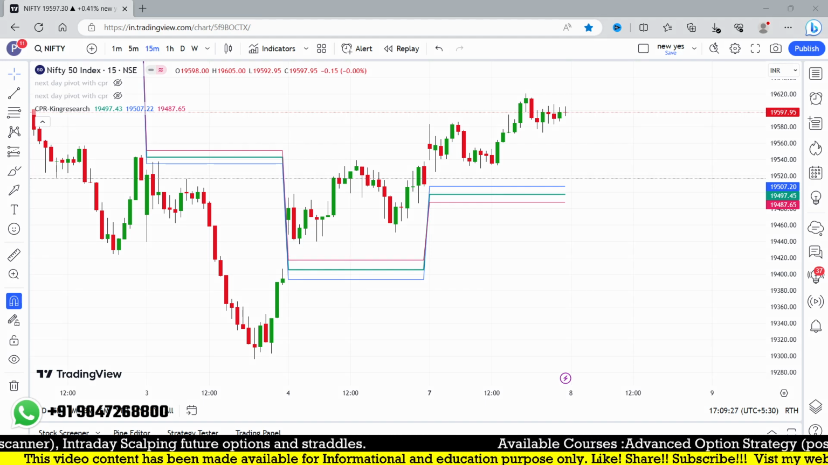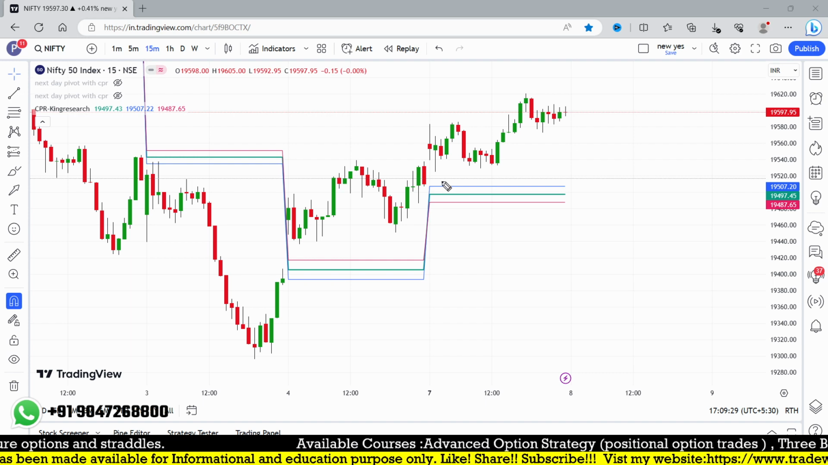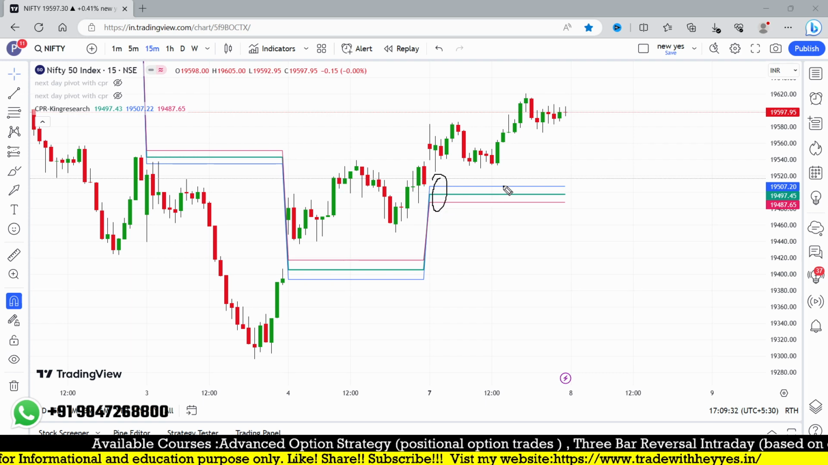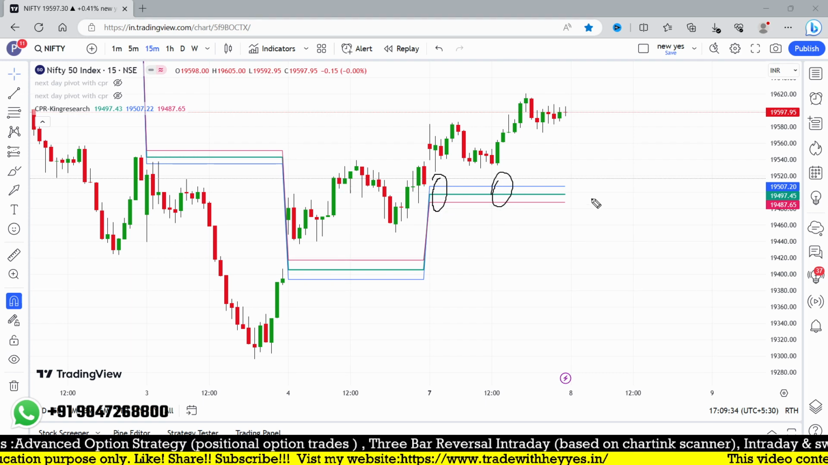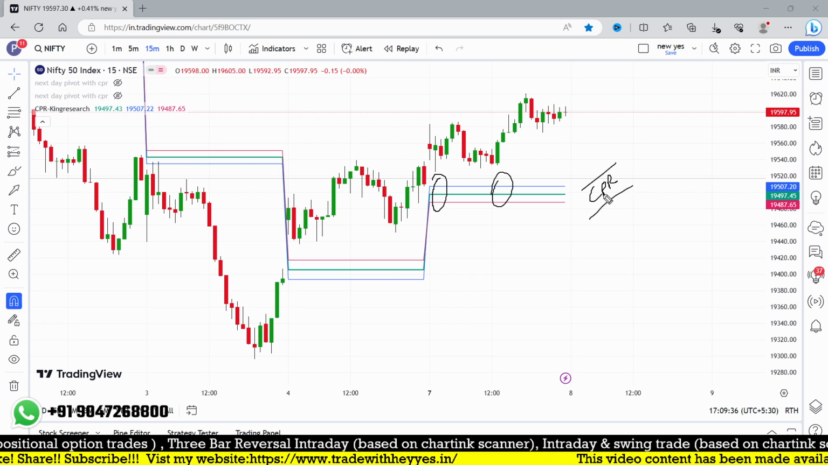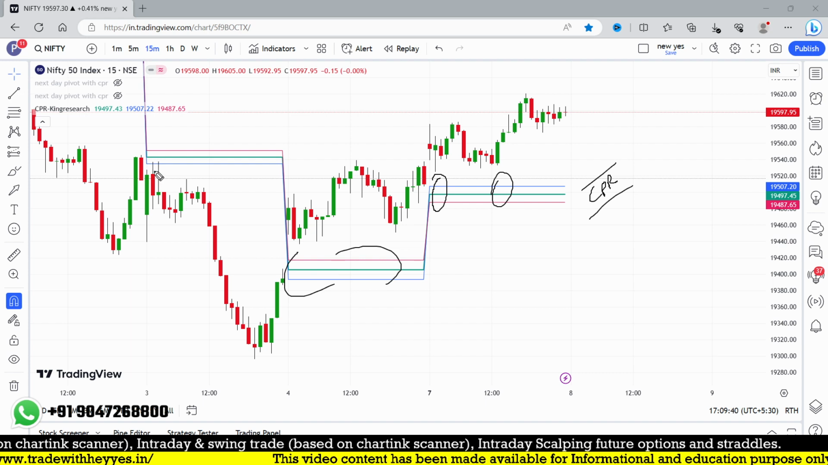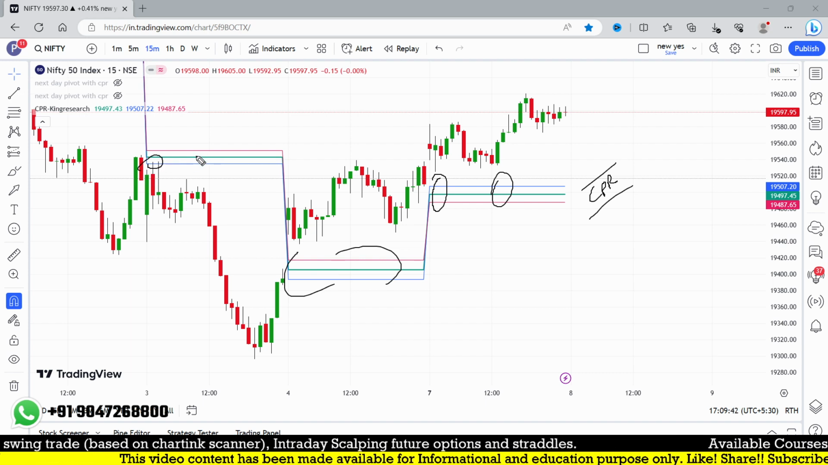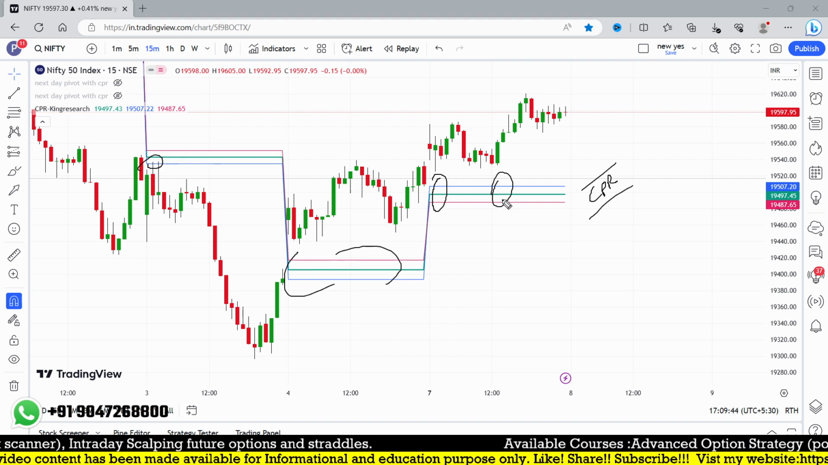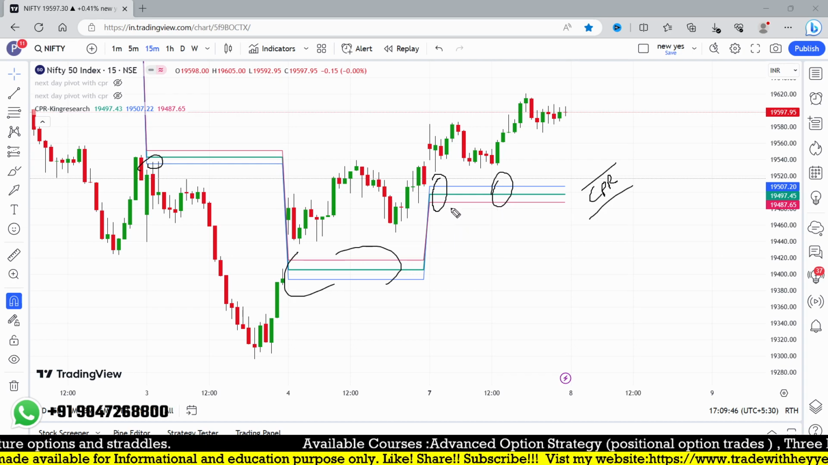Nifty started very flat. In this case, it never touched back the CPR level. So this is called a Virgin CPR. Even yesterday, you can see a Virgin CPR, but the previous day it touched the bottom CPR, or here maybe around the top CPR. Here there is a confusion.